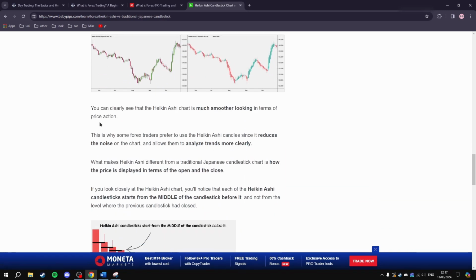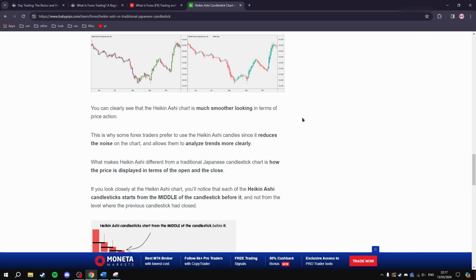So here, you can clearly see that the Heikin Ashi chart is much smoother looking in terms of price action. Yep. This is why some Forex traders prefer to use Heikin Ashi candles, since it reduces the noise on the chart and allows them to analyze trends more clearly.